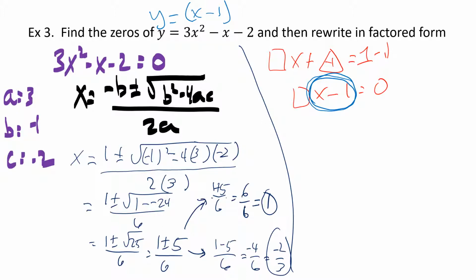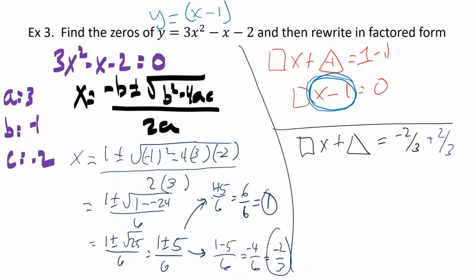Let's find the other factor for this quadratic. So you got some number times x plus some other number, which I'm going to represent with a triangle, and that will equal -2/3. So what do I got to do? I add 2/3 to both sides.